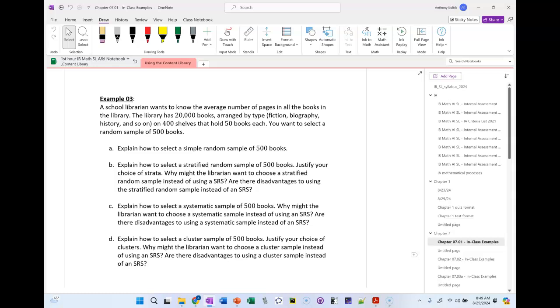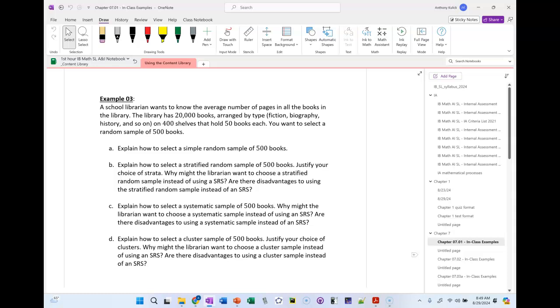How are the books arranged again? By type. So what's the likelihood that all the books on a shelf are the same type? Pretty good, right? Is it possible that you end up just pulling all fiction books, or you omit, like, I didn't get any reference books or something?